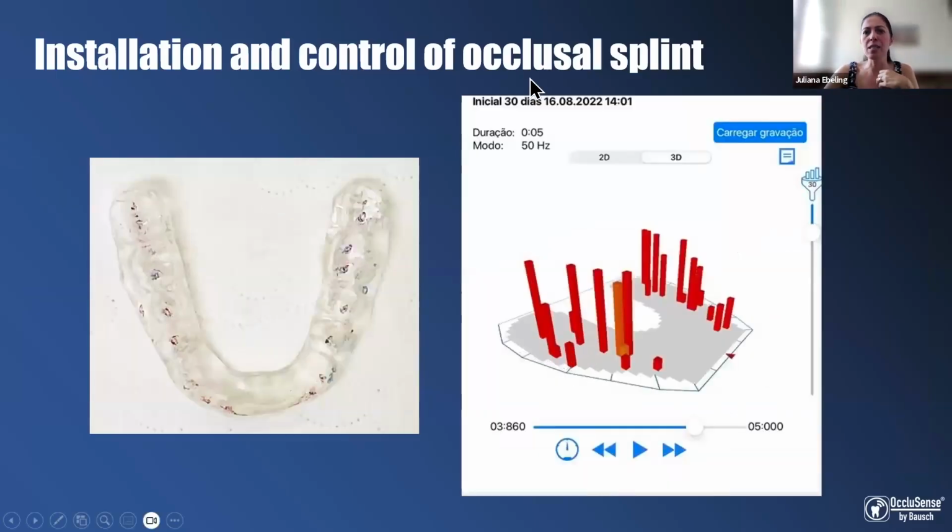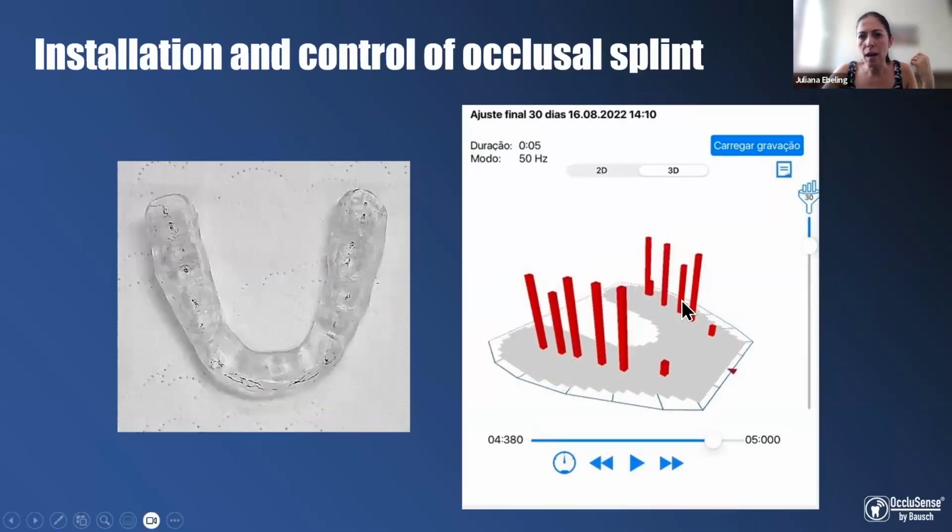This is how this patient arrived after 30 days. I have a lower occlusal splint, okay? For this reason, the position of the contacts is a little bit different. This is a lower splint. And I have the contacts here, but look, I have some contacts from the vestibular cusps of upper teeth. And so after the adjustment, I have only contacts from the palatine cusps of upper teeth.